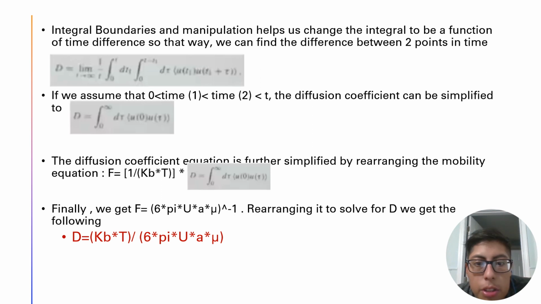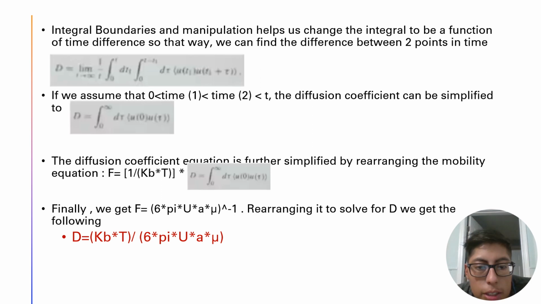Boundaries and manipulation help us change the integral to be a function of time difference, so that we can find the difference between two points in time. Once again, looking back at the equation of D, if we assume that 0 is less than time at point 1, which is less than time at point 2, which is less than t, the diffusion coefficient can be simplified to the following equation for D. It's just a simple integral. The diffusion coefficient equation is further simplified by rearranging the mobility equation, where we multiply said equation on top of the integral times 1 over k sub B times temperature in Kelvin.